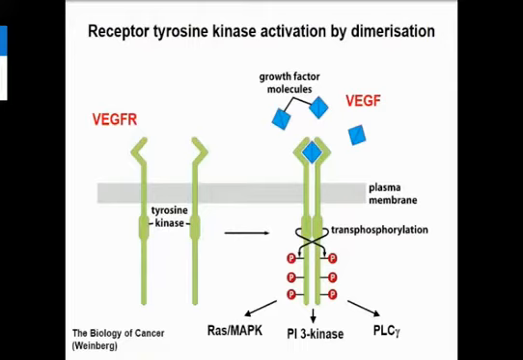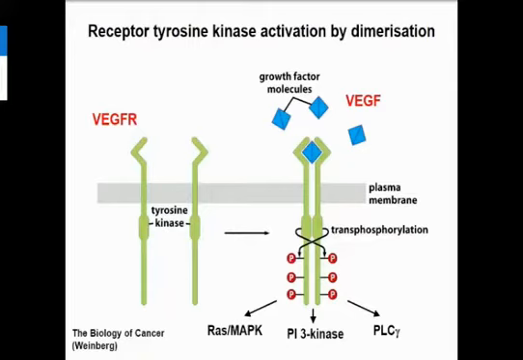So here we have our VEGF receptor. It's actually a receptor tyrosine kinase, so it has a tyrosine kinase domain intracellularly. When VEGF is dimeric, and when it binds to this receptor tyrosine kinase, it causes dimerization.